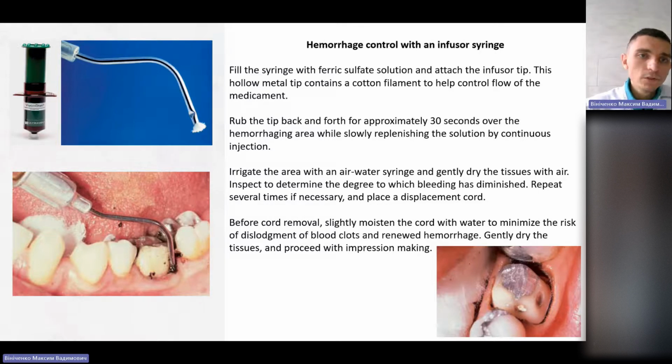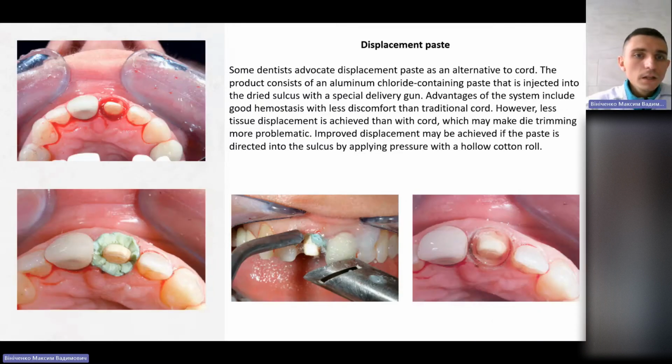So inspect to determine the degree to which bleeding has diminished. Repeat several times if necessary and place a displacement cord. Before cord removal, slightly moisten the cord with water to minimize the risk of dislodgement of blood clots and renewed hemorrhage. Gently dry the tissues and proceed with impression making.